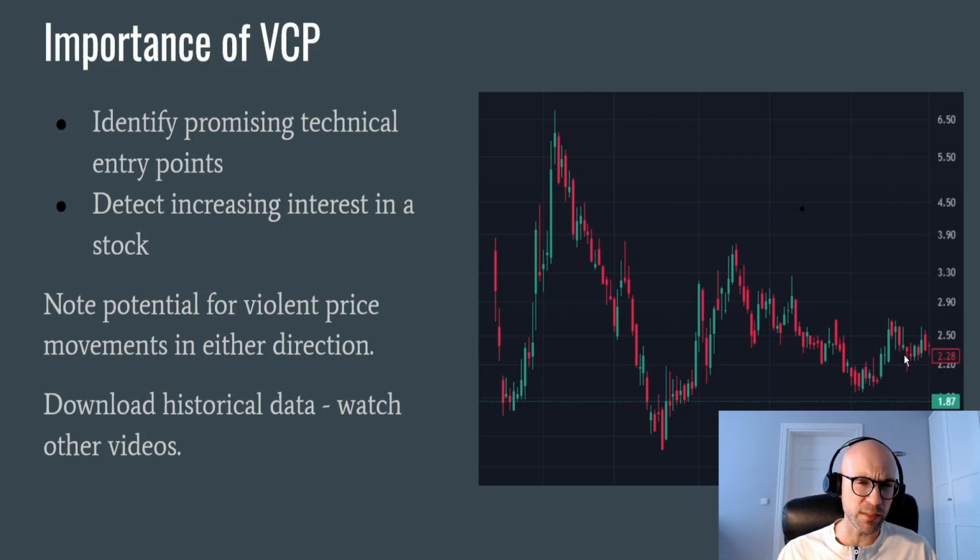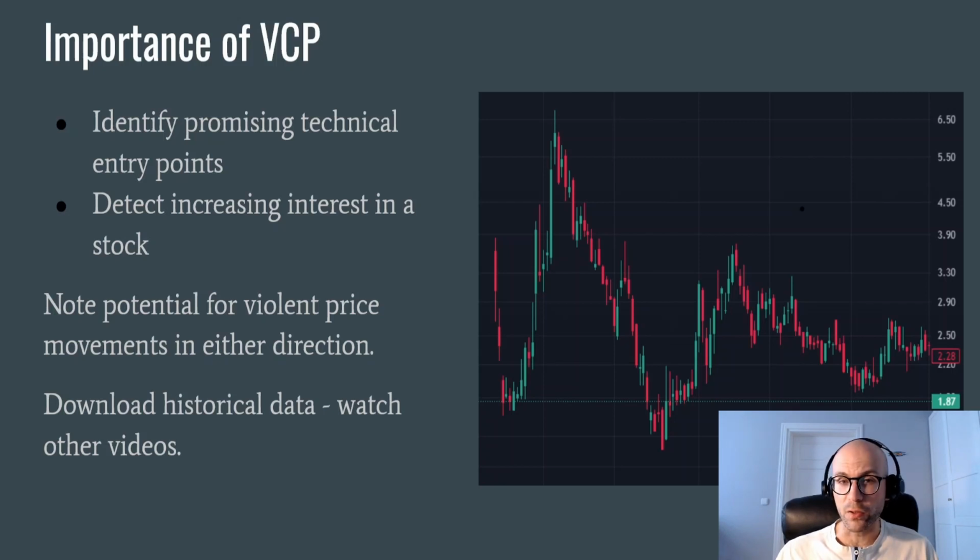So why should this pattern be of interest? The volatility contraction pattern serves as an effective tool to identify promising technical entries with clear risk parameters. Furthermore, it can potentially signal an increase in the stock's interest, as buyers tend to buy every price decline, leading to a pattern of higher lows.